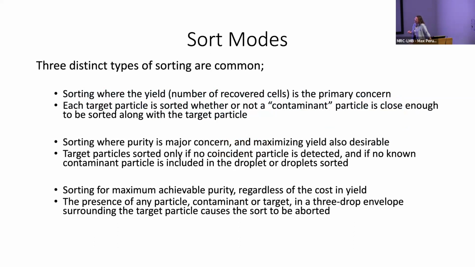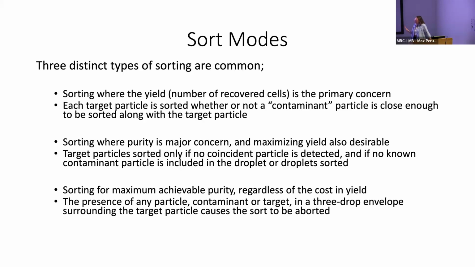So we'll change gears now a little bit, and I'm going to talk about sort modes. There are 3 different distinct types of sorting modes. There's a little bit of play in between these as well, but this is a general overview. The first is where you really want to get the highest possible number of recovered cells, and that's the primary concern. In this case, each target particle is sorted, whether or not there is a contaminant particle that may be brought along with it. So here you have very high recovery typically, but at the expense of a little bit of purity.